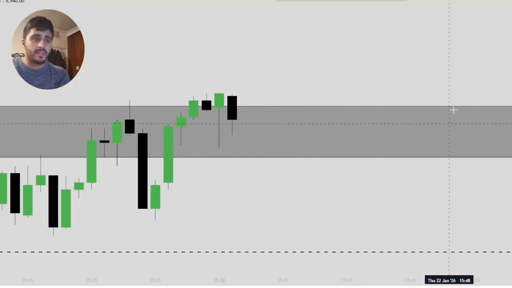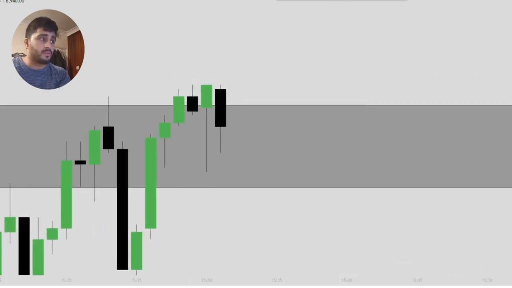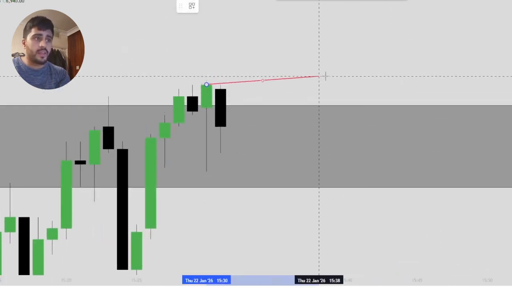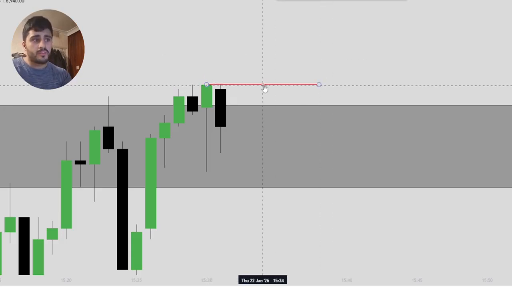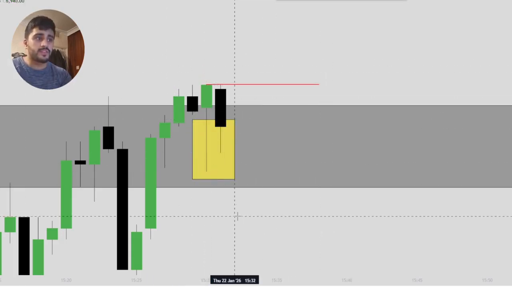And then we had our retest. For me, my break line, which is very important, was here. Here was my break line. What I'm interested in is seeing the price action just in this region, because this is the break.